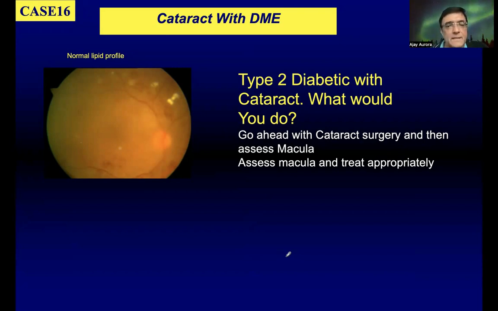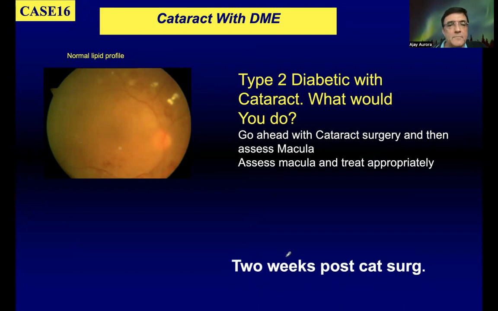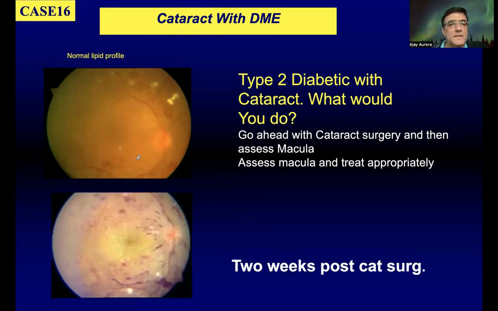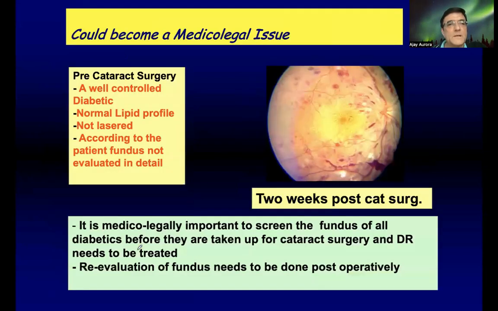But if you can see the macular area and you do not treat it and you go ahead with the cataract surgery, like it happened in this particular case, this is what would happen. This patient came back with multiple retinal hemorrhages and macular edema, which was cystoid in nature. This becomes a medico-legal case. It's very important that this patient had a normal lipid profile, had never been lasered, and according to the patient, the fundus had not been evaluated before.